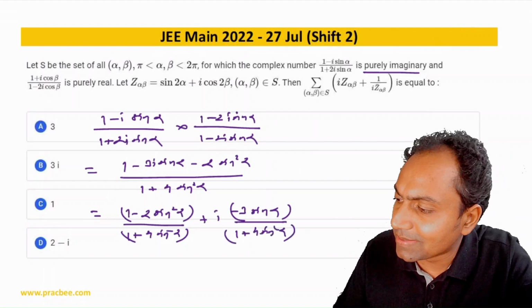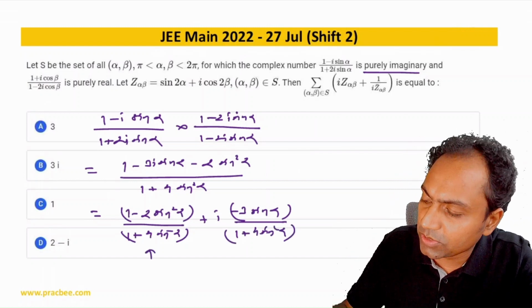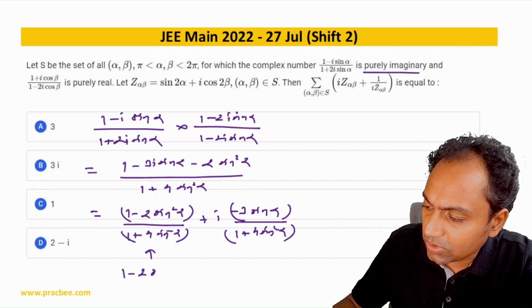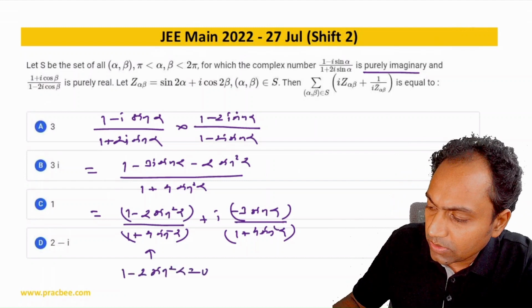Now what they're telling us is this number is purely imaginary. That means this part needs to be 0. If this part becomes 0, then 1 minus 2 sine square alpha should be 0.